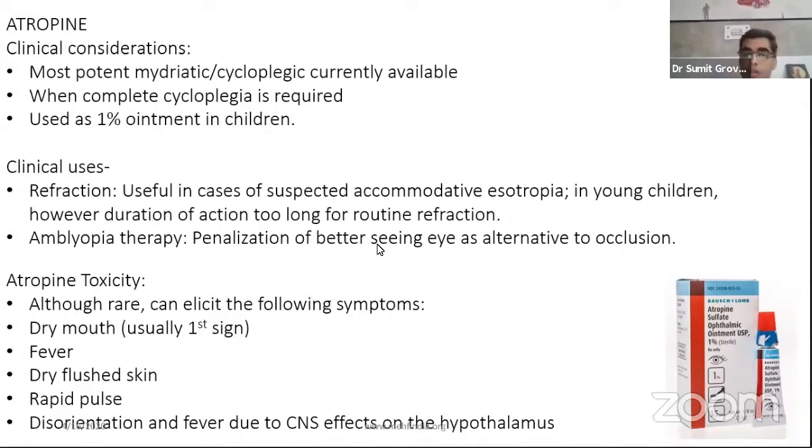Atropine toxicity, although rare, can elicit the following symptoms: dry mouth, usually the first sign, fever, dry flushed skin, rapid pulse, disorientation, and in fact CNS effects. And though rare, it is not unknown. In the literature, we find there are 3 episodes of death due to systemic absorption of atropine drops. But they also say that those children who unfortunately died had some underlying systemic condition. But we have to be very, very cautious if we use atropine.